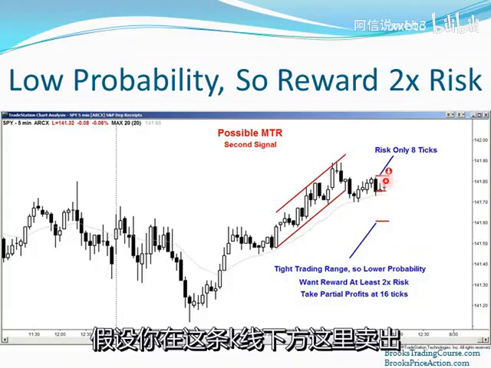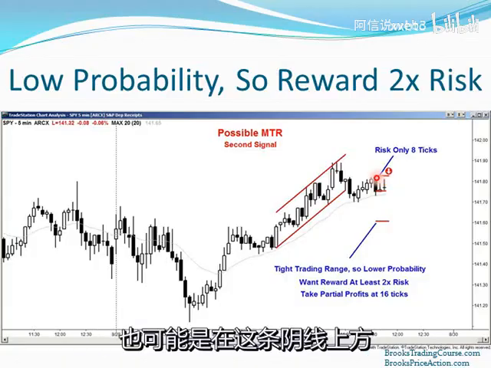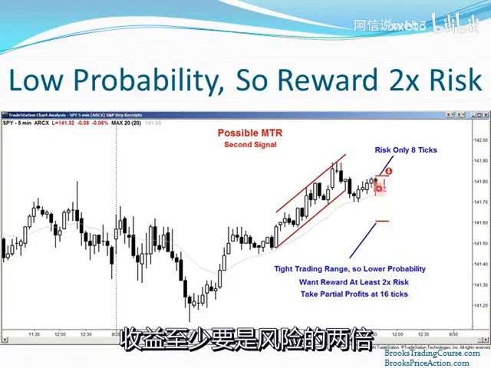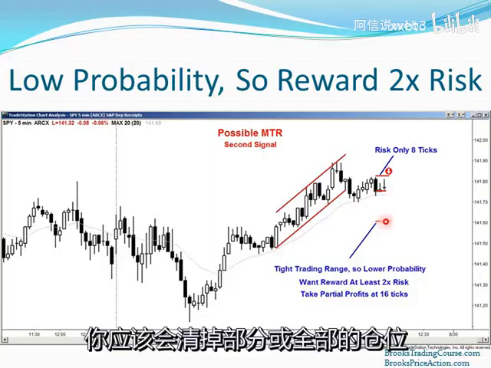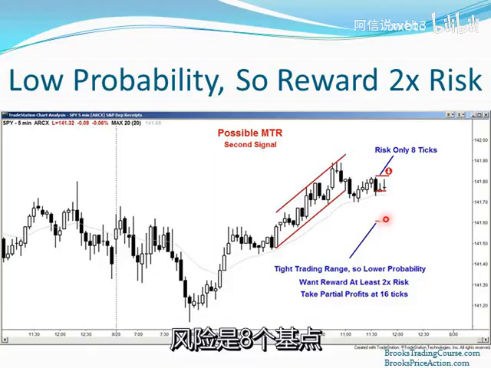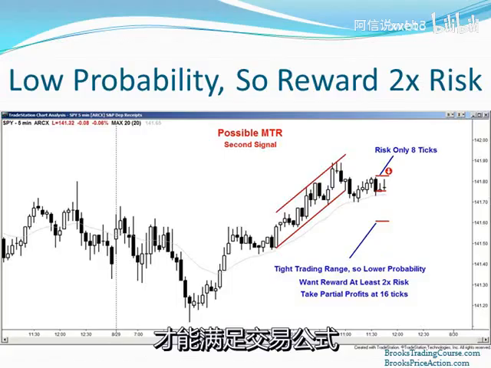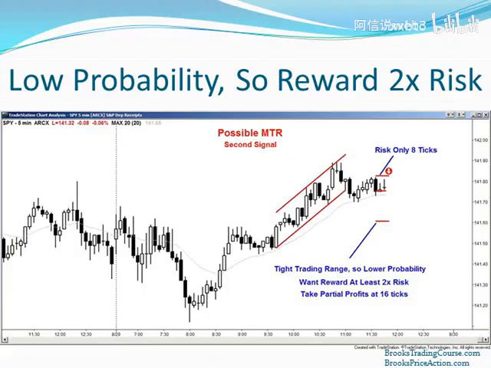So let's say you take the short below the low of this bar. Your stop probably is either above the high of the bar or above the high of the bear bar. And so now you know what your risk would be, and your reward has to be at least twice as big as your risk. So you would be looking to take profits, partial profits or full profits in this area. So the risk is 8 ticks, so you need at least 16 ticks of a reward to have a positive trader's equation when the probability is only 40 or 50%.